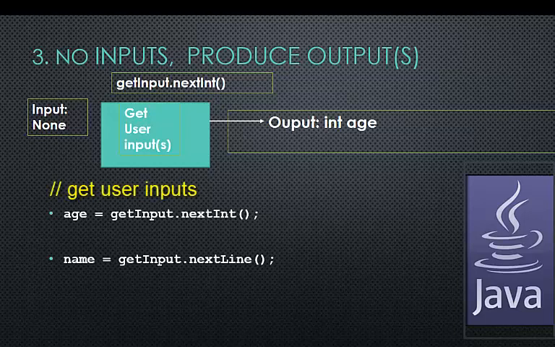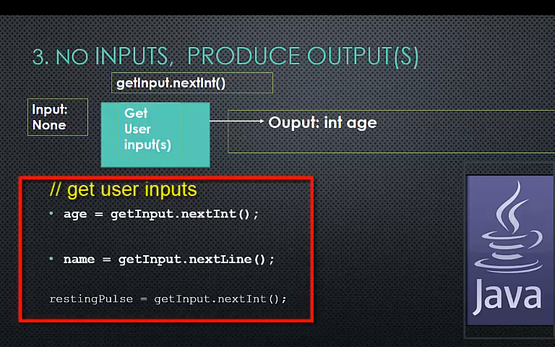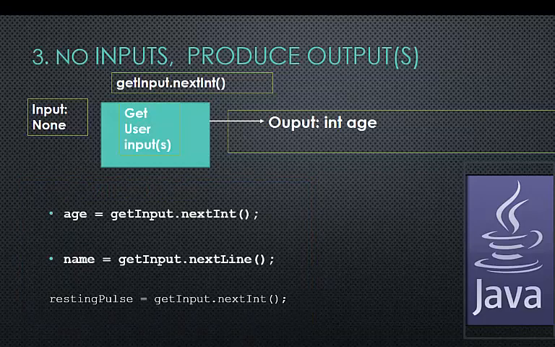However, the job of this part of the program is to provide the rest of the program with information that we solicited from the user. Therefore, we must provide three pieces of information to the rest of the program. We need the age that we retrieve from the nextInt method. We need the name that we retrieve from the nextLine method. And we need the resting pulse that we retrieve using the nextInt method.